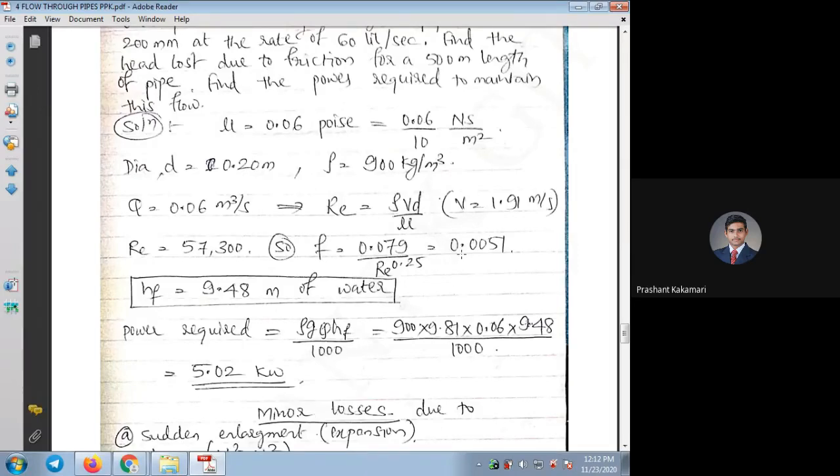So using this coefficient of friction f, now I can substitute in the head loss due to friction hf formula, that is 4fLV² divided by 2gD. f is 0.0051, V is 1.91, square you have to take here. Then length is 500 meters. So directly given in SI units, directly you can substitute. And check this hf value, is it coming around 9.48 meters of water?